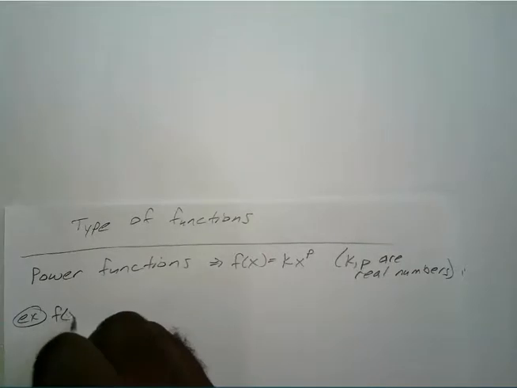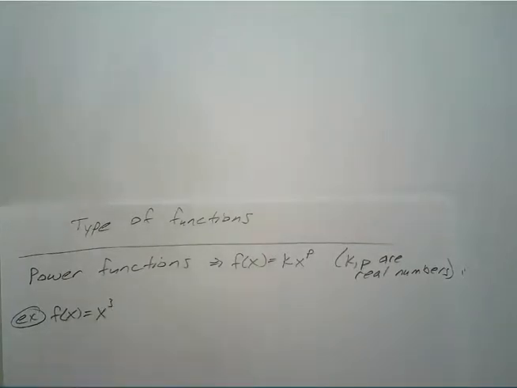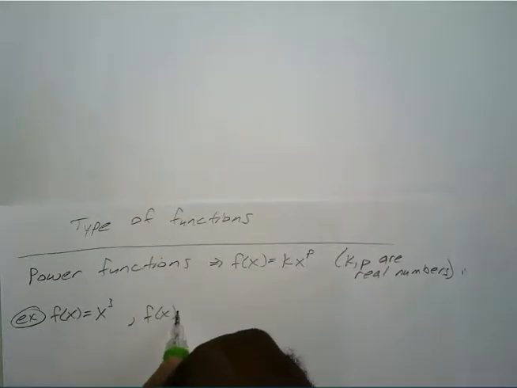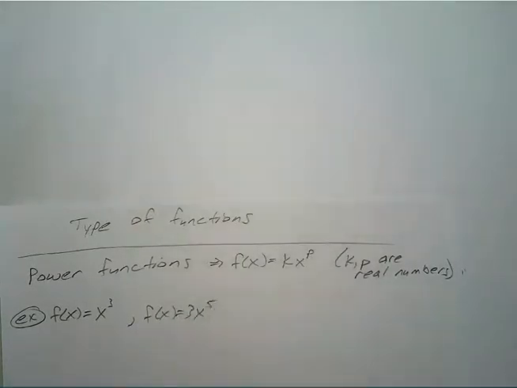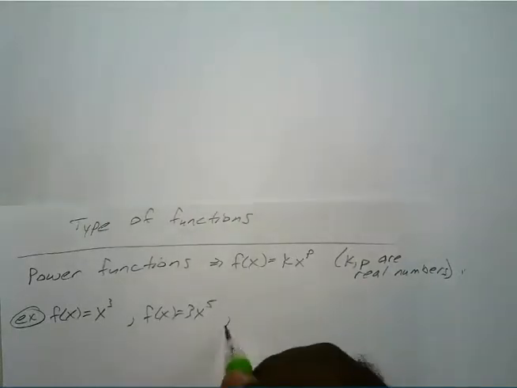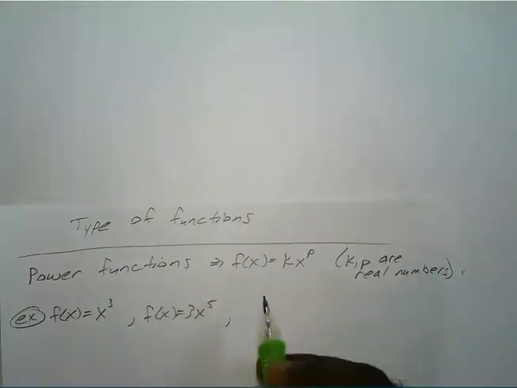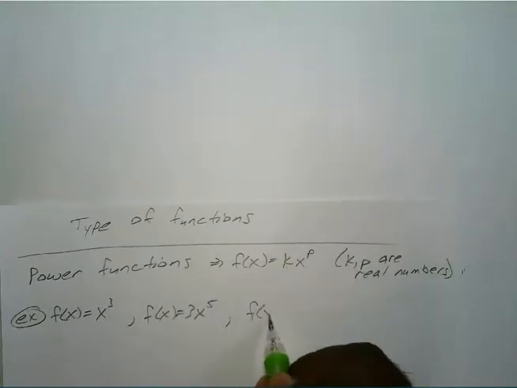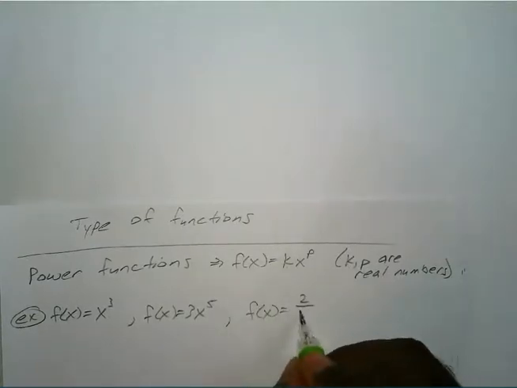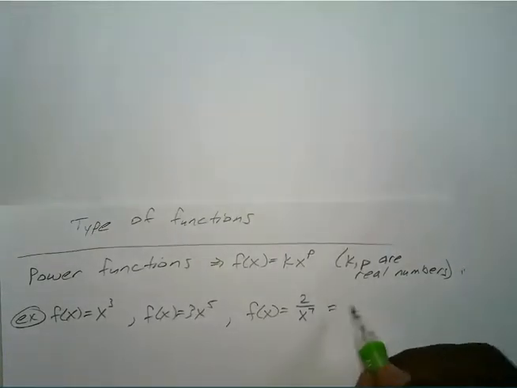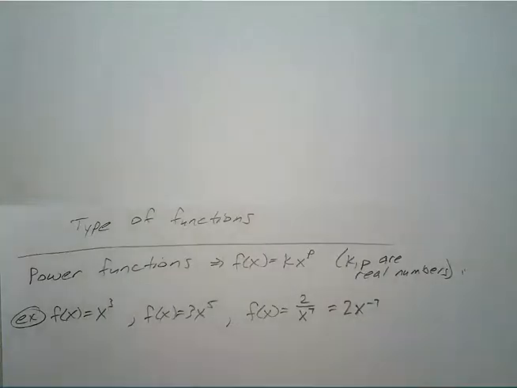For example, if you have f of x equals x to the third power, that's a power function. Or if you have f of x equals 3x to the fifth power, that's a power function. Even if you have 3x to the square root of 5 power, that will be a power function. If you have f of x equals 2 over x to the 7th power, if you just rewrite it as 2 times x to the negative 7 power, that's a power function.